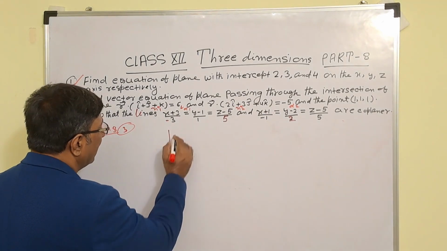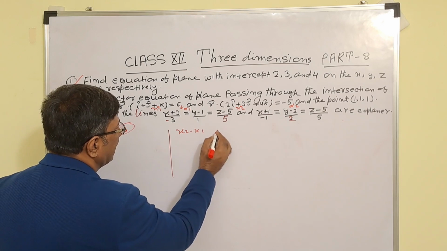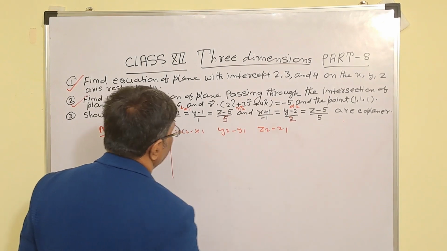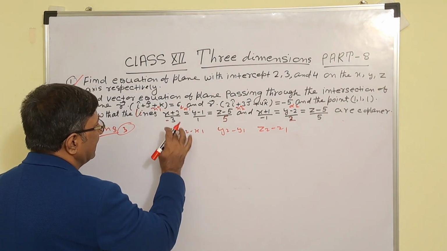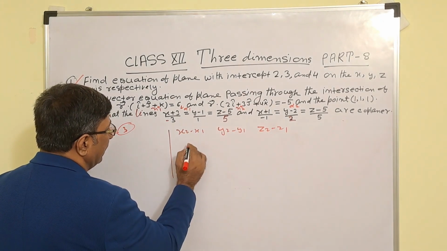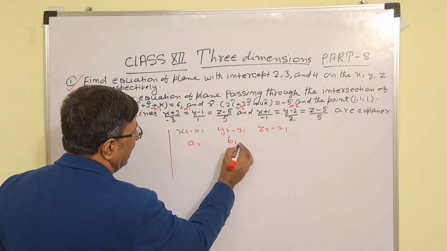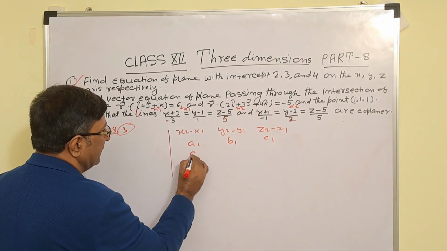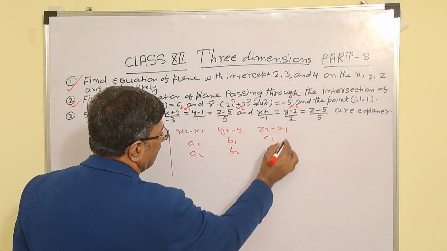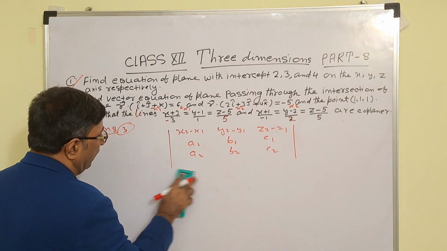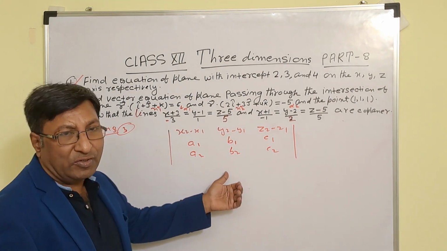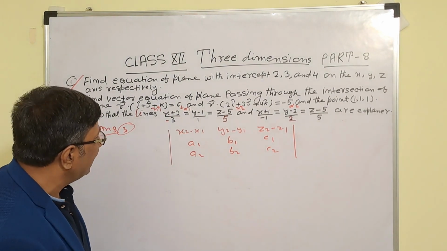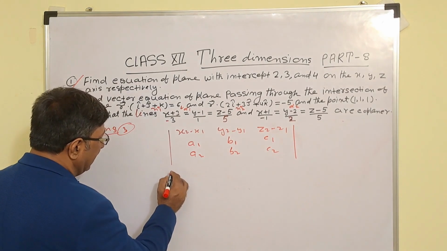Determinant of: in the first row x2 minus x1, y2 minus y1, z2 minus z1. Then a1, b1, c1. And then a2, b2, c2. So find this value. If the value of this determinant is 0, then the given lines will be coplanar. So just find and check it. So what is this?